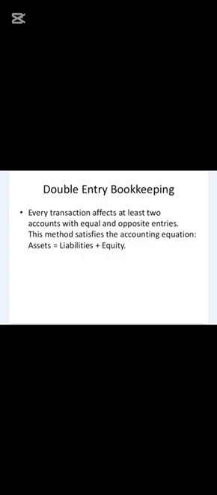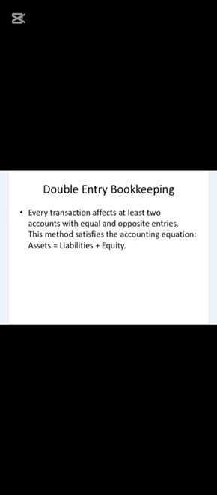There are three major methods for recording transactions, and they are the double entry bookkeeping method, debit and credit, and journal entries. So we'll be starting with the double entry bookkeeping. Double entry accounting is a method where each transaction requires debiting one account and crediting another.